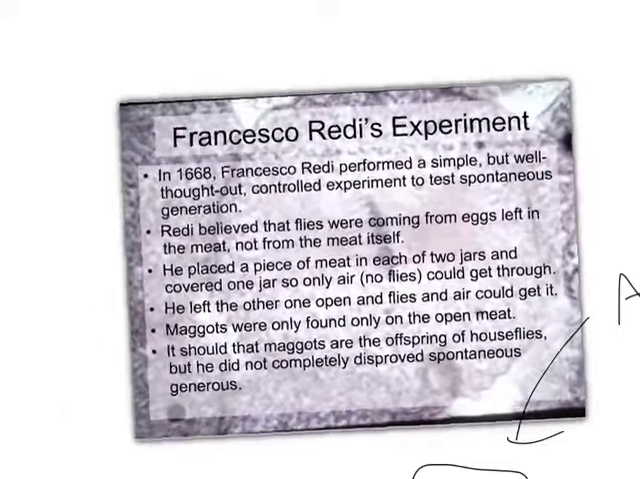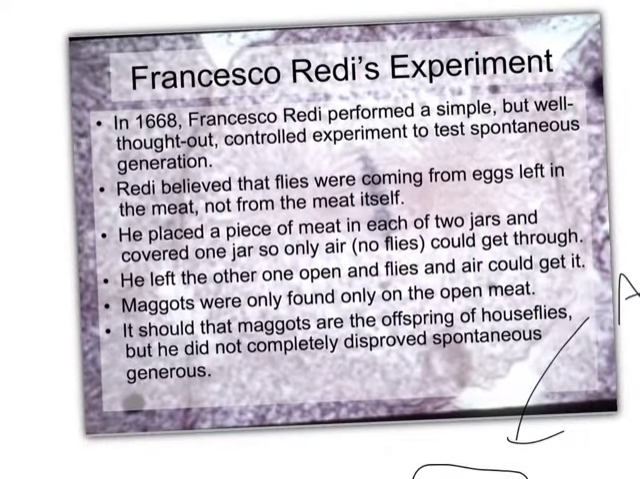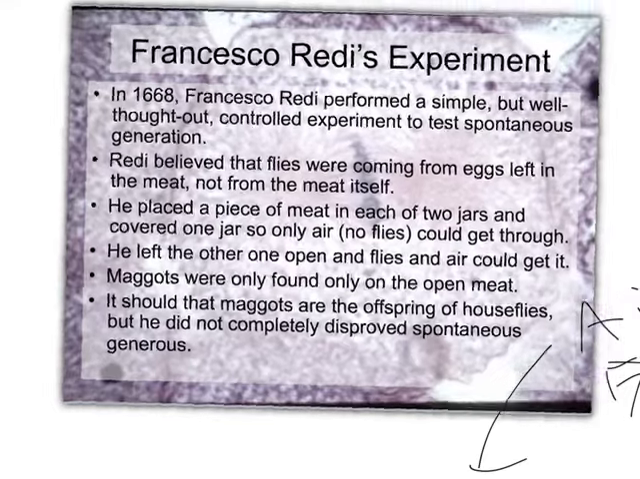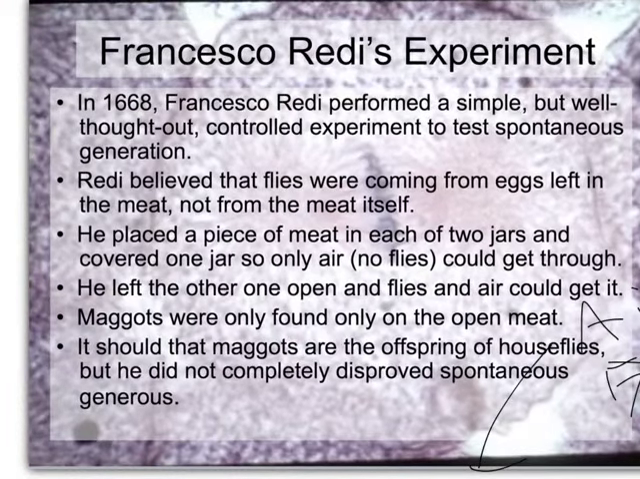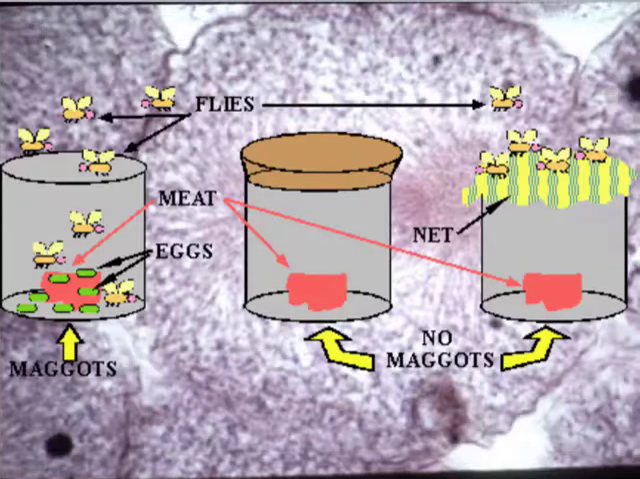So he placed, as it says here, meat in two jars, covered one so air could get through but flies couldn't, and left the other one open. Maggots were only found in the open meat. Okay, now, you'd think that would completely disprove spontaneous generation. It did not. There were people who believed that something else was going on, that whether the flies appeared or not had something to do with the air. So we'll talk about 1668, but there's more to it.